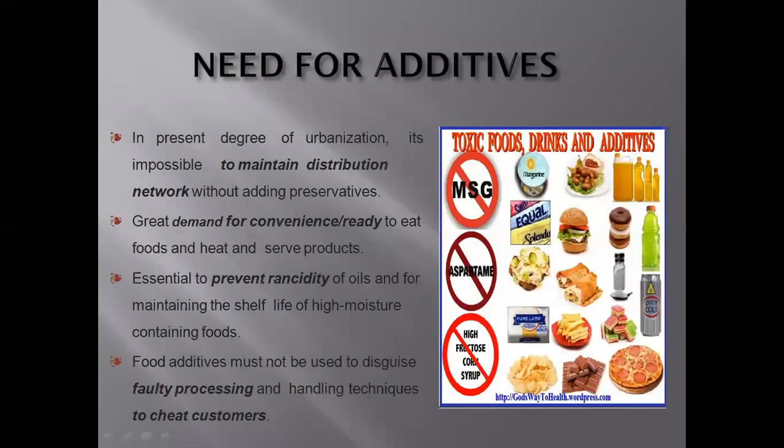So why do we need food additives? As you can see in the picture on the right-hand side, there are various foods and drinks which use a lot of food additives, like MSG, aspartame, high fructose corn syrup. In sweets, you can see the example of juices, burgers, diet coke or drinks, and pizza. Butter also, pure lard or butter, which have food additives. Okay, so why do we need them?